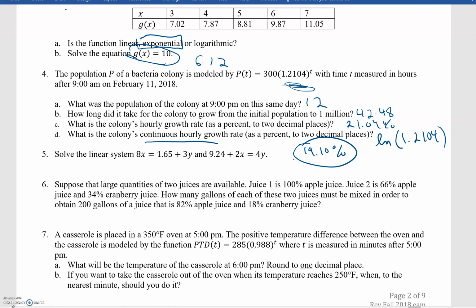Solve the linear system 8x equals 1.65 plus 3y and 9.24 plus 2x equals 4y. So this will be a 2 by 2 linear system because we have two variables, but the first thing we need to do is arrange it. So it needs to look like this.